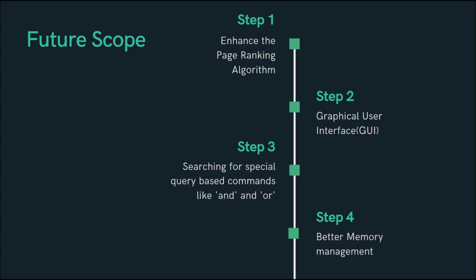Firstly, the current page ranking algorithm that we use only takes in the URL index and the occurrence of the search word. This algorithm can be enhanced for better results. Secondly, we haven't done a graphical user interface, which can be implemented in future scope. Thirdly, our search engine doesn't take into account special words such as and, or. It considers them as normal keywords. This feature can be enhanced to include or exclude results based on query-based commands, that is and, or.